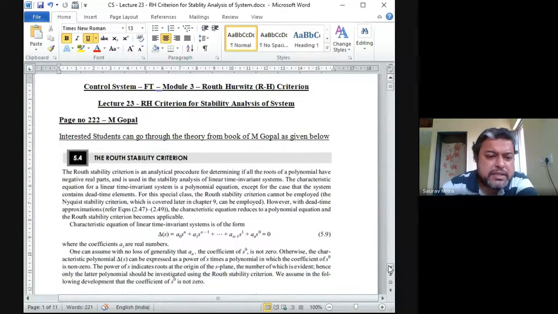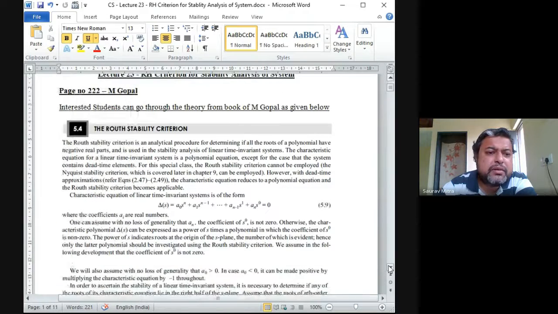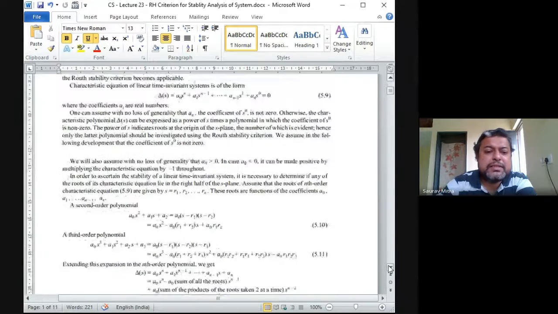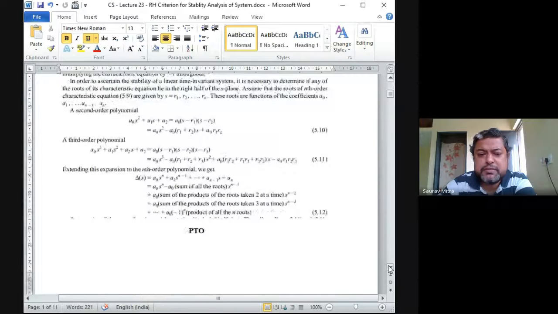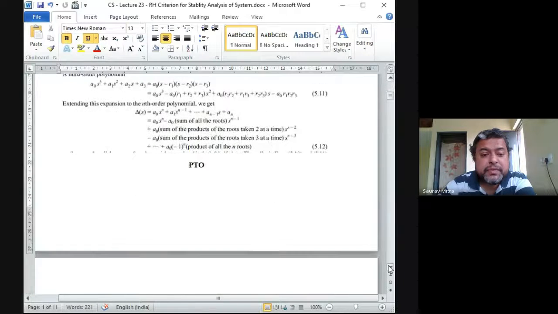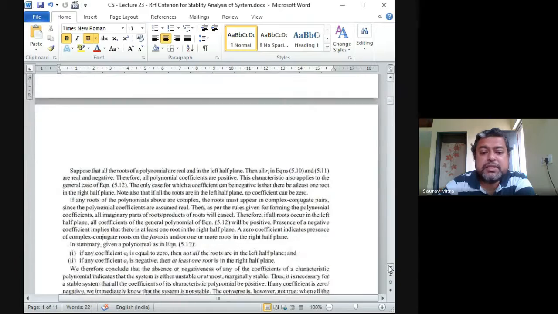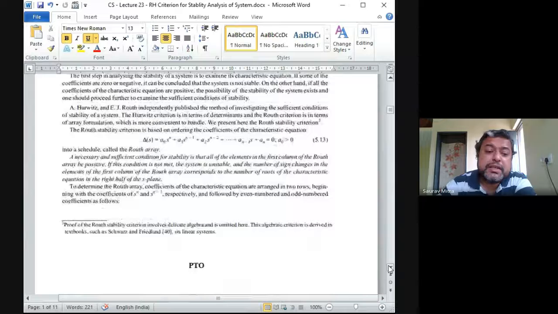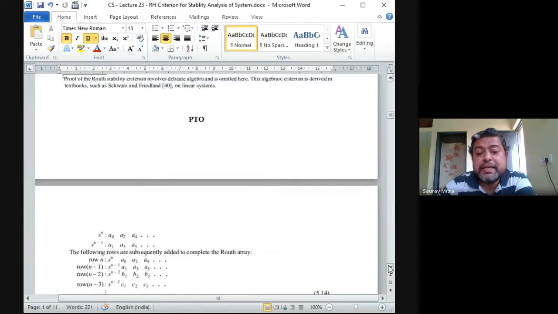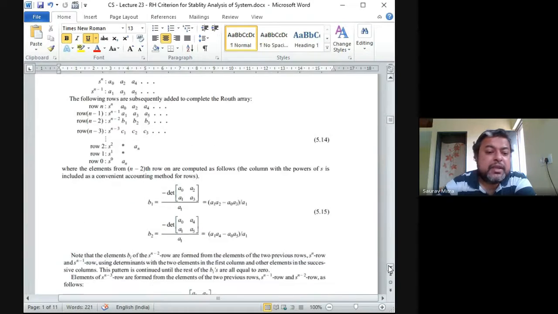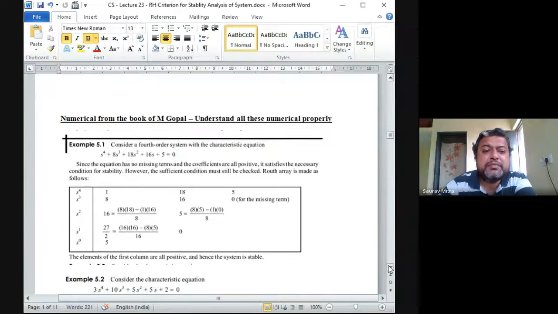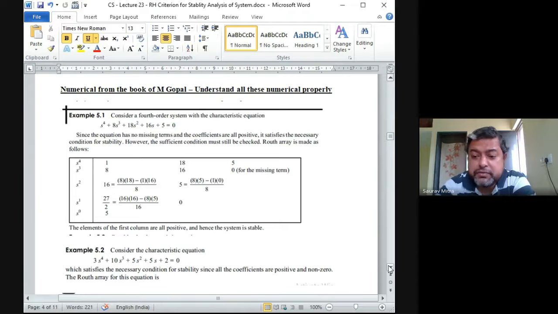The initial parts you can read from the book of M. Gopal, page number 222. I have given you all the basics: what is a transfer function C(s)/R(s), and what is a characteristic equation, that is, the denominator polynomial equal to 0. We are trying to find out whether the poles of those characteristic equations lie in the left hand side or right hand side. So let us directly jump into a numerical and understand the concept of the Routh-Hurwitz criterion from it.